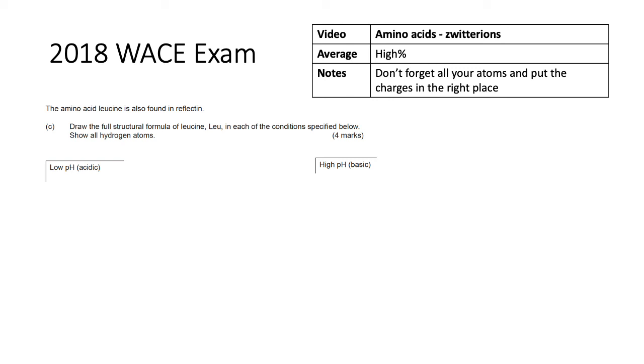draw leucine in low and high pHs. So put your charges in the right place, and don't forget drawing all of your atoms. Now, I don't even remember what leucine is, but I'm just going to write an R in here because the main point is that you draw it out in low pH and high pH. So I'm just going to draw the original form, and then I remember, oh wait, this is a Zwitterion in neutral. So that's my Zwitterion form.